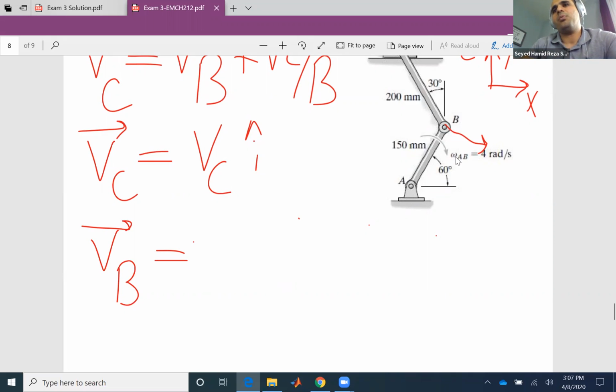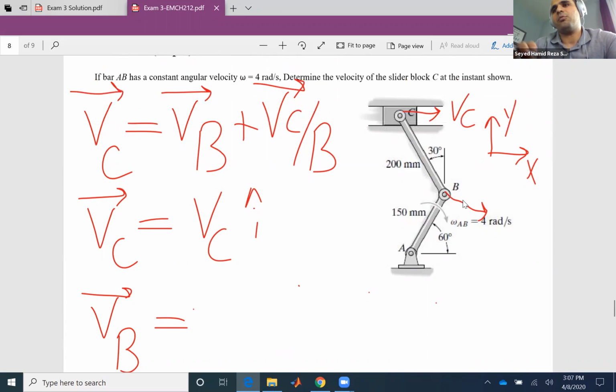Then the velocity at B, we can either find it in a scalar form and by inspection find the two components, or by a vector form. So here, if this is velocity B, the magnitude of velocity is 4 multiplied by 0.15 meter. And this angle has to be 60 degrees, because this line is perpendicular to this, and this one is perpendicular to that. So that makes it 60.